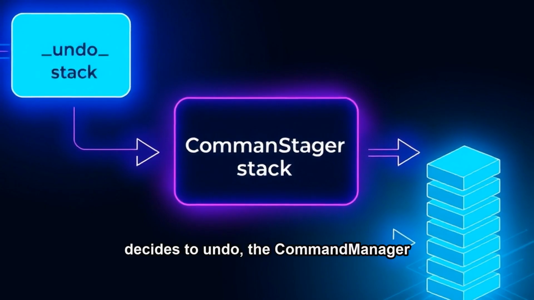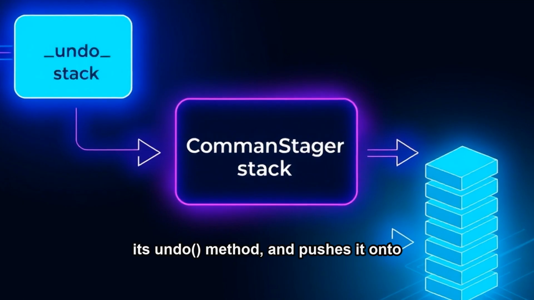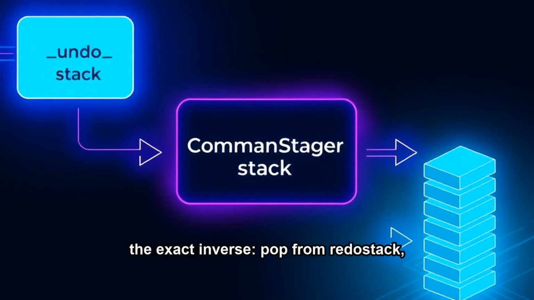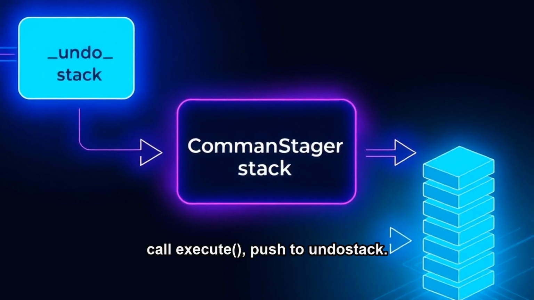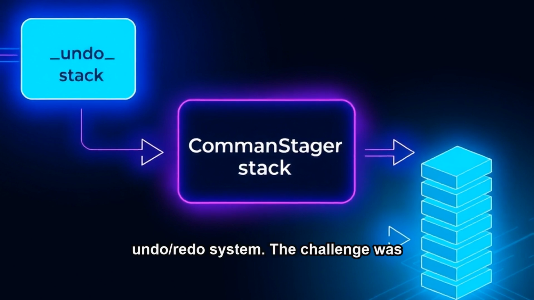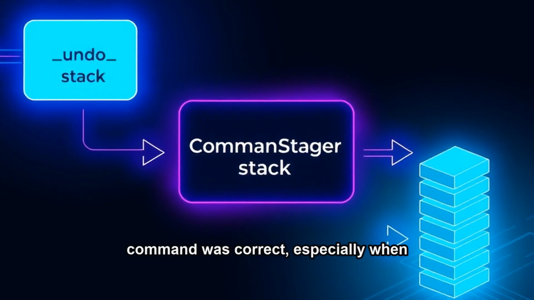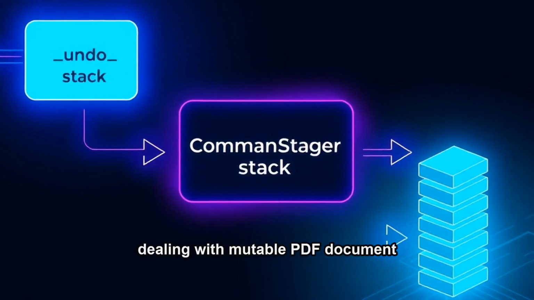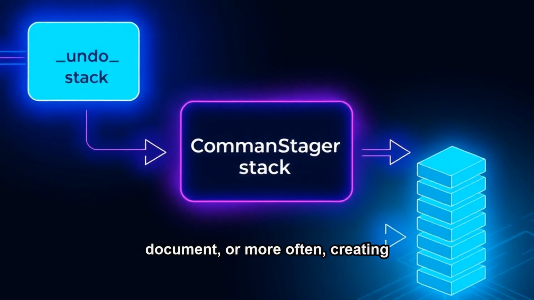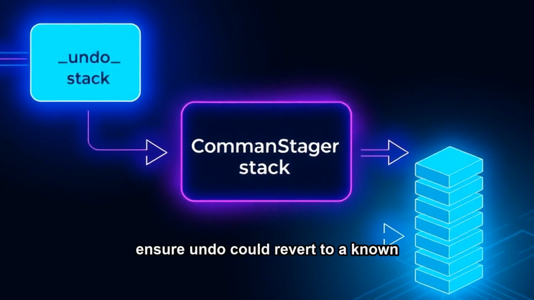If the user then decides to undo, the command manager pops a command from undoStack, calls its undo method, and pushes it onto the redoStack. The redo operation is the exact inverse. Pop from redoStack, call execute, push to undoStack. This simple stack-based approach provides a robust and flexible undo/redo system. The challenge was ensuring that the state passed to each command was correct, especially when dealing with mutable PDF document objects. I often found myself passing references to the current PDF document, or more often, creating temporary copies of document states to ensure undo could revert to a known good state.